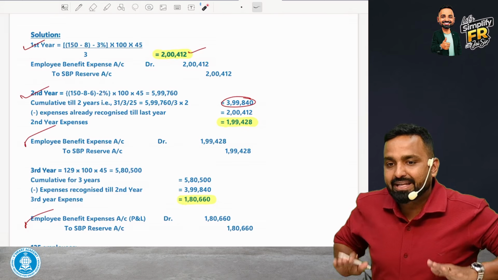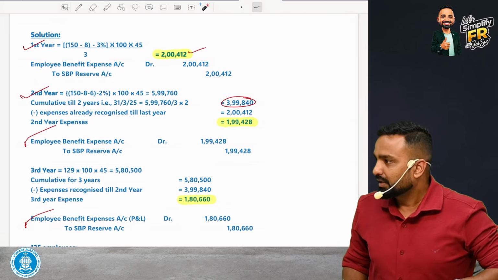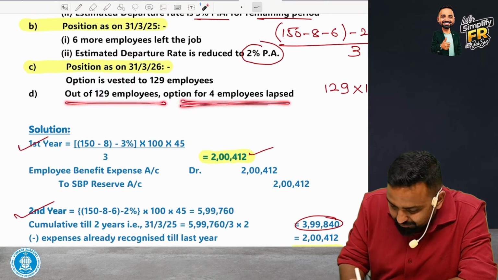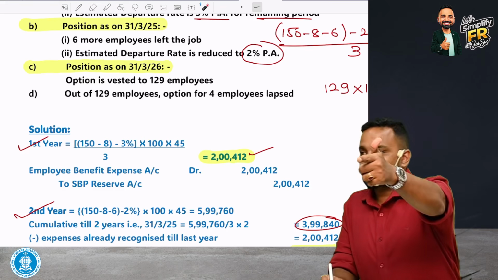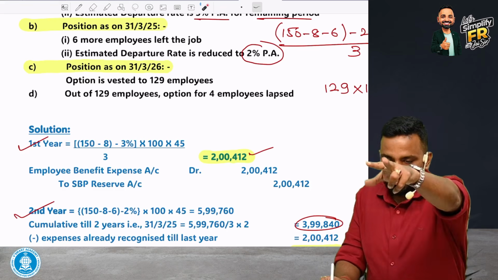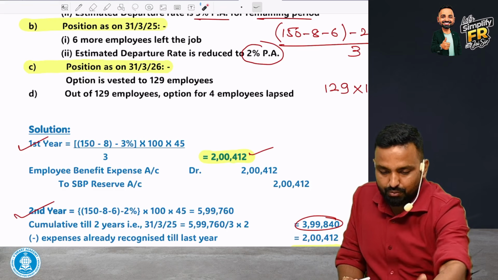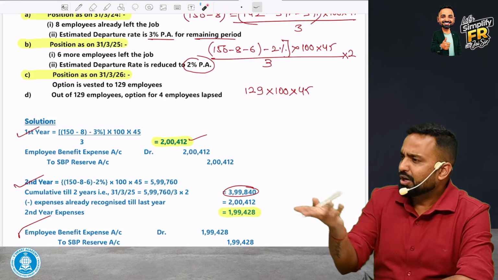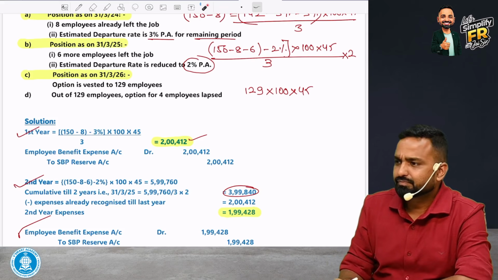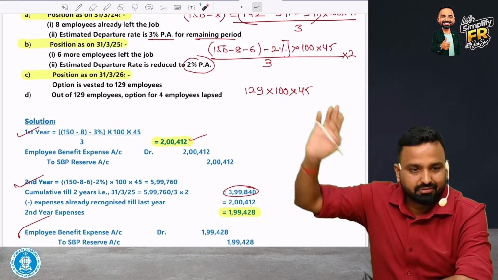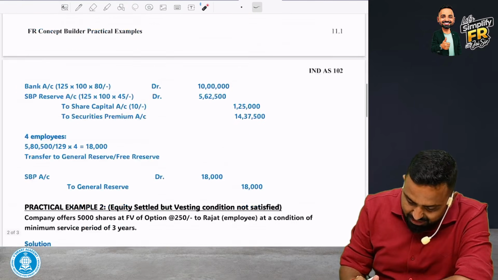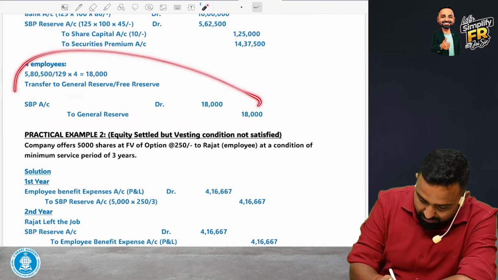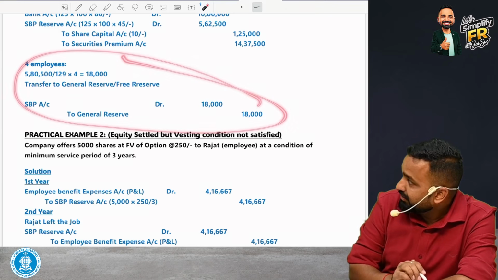For how many employees? 129. Now look at the point. Out of 129 employees, 4 lapsed, proportionately. Proportionate calculation. Do. 18. What will be the treatment? Transfer to general reserve. Transfer to retained earning or general reserve. Tell me, is this the entry same? Please look at the entry and working.